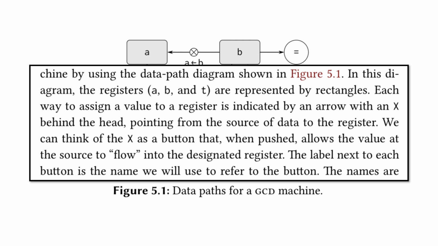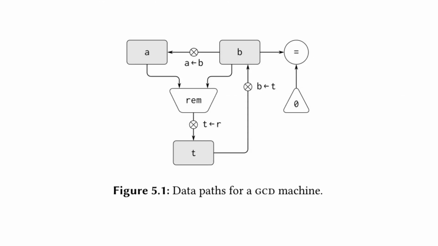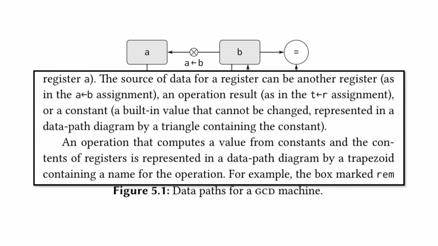We can think of the X as a button that, when pushed, allows the value at the source to flow into the designated register. The label next to each button is the name we will use to refer to the button. So each of the buttons with circles and crosses in them, as we can see here, we've got 3 buttons, B to A, T to B, and R to T, are buttons that we can press that are going to be hooked up to another diagram that we'll see in a second. So the next piece of text we need to look at is the following.